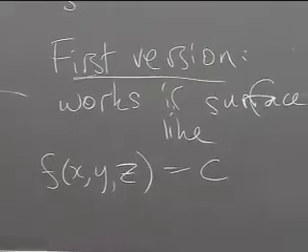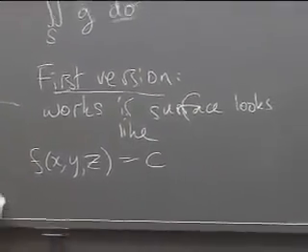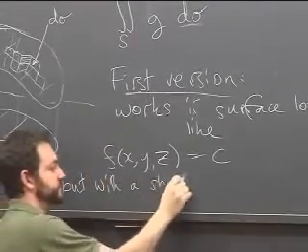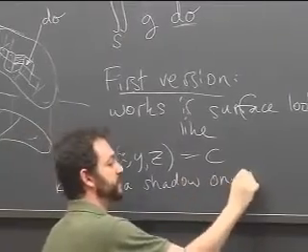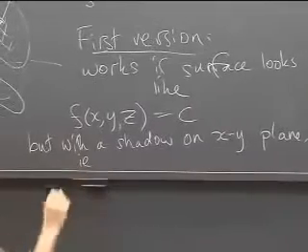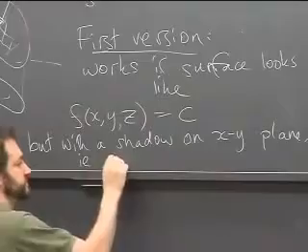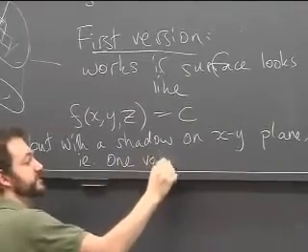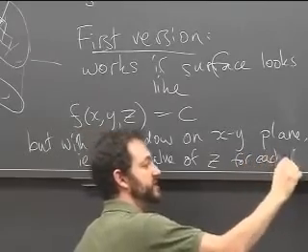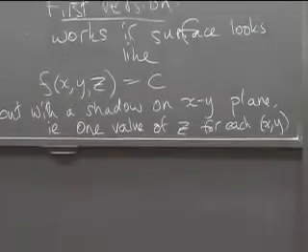So it's a level set. As we've seen, these sorts of things are surfaces, but with a shadow on the xy plane, i.e., you only want one solution, one value of z for each choice of xy. If you can do that, then you're open to use this method.